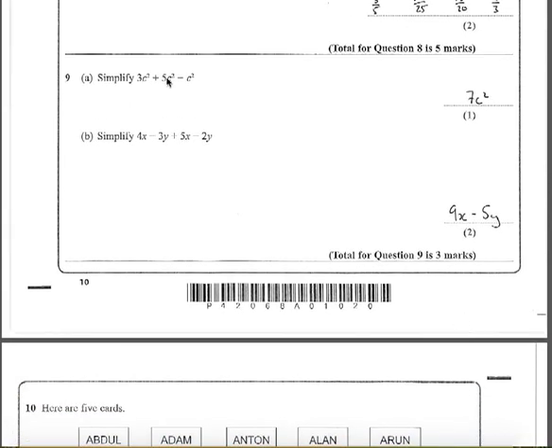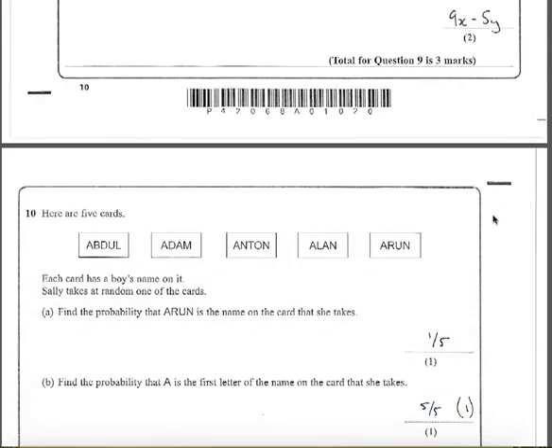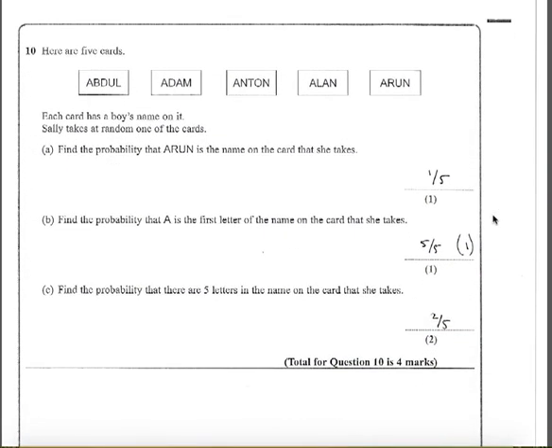3c squared plus 5c squared is 8c squared. Take away 1c squared takes me down to 7c squared. This one was done very well. 4x's and 5x's is 9x's. Minus 3y's, minus another 2y's, is minus 5y's. This one was done very well as well.